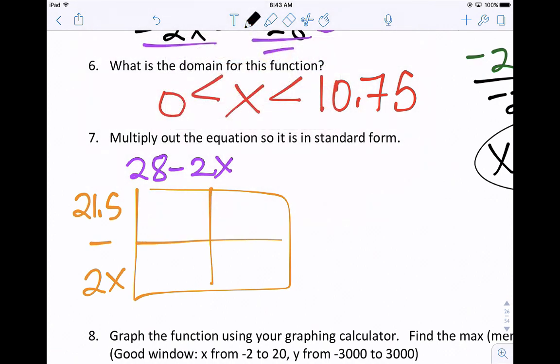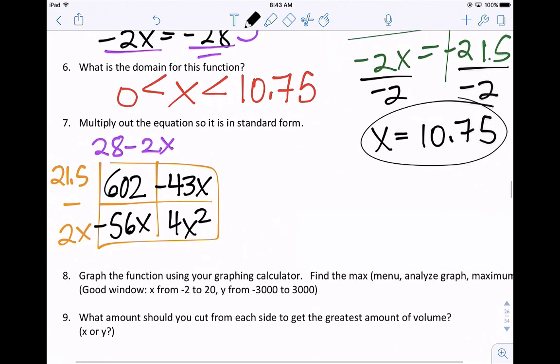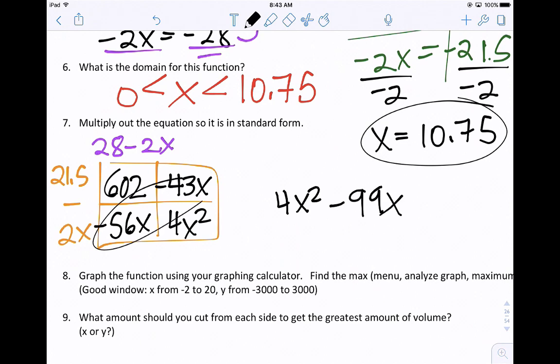All right, so 21.5 times 28, that's 602. Negative 2 times negative 21.5, that's negative 43x. Negative 2x times 28 is negative 56x. And negative 2x times negative 2x is 4x squared. All right, let's write that in standard form. We have 4x squared minus 99x when we combine like terms, plus 602.